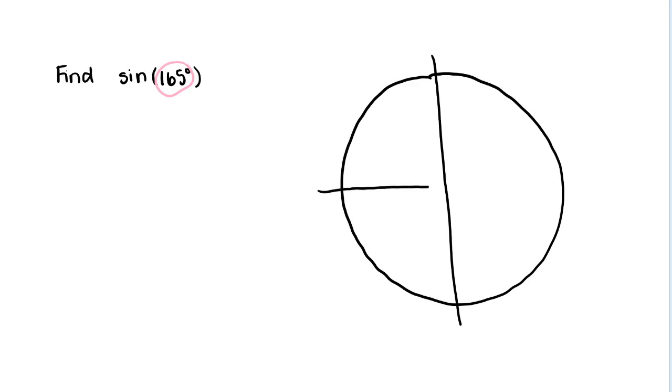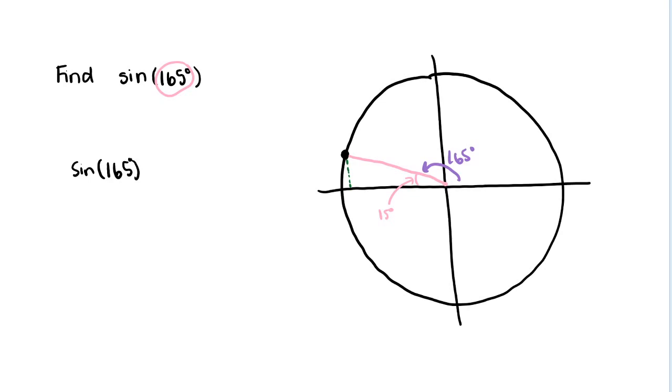Whereas 165 degrees is 15 degrees shy of 180, right? So here, maybe the picture looks something like this, where this angle in here is 15 degrees short of 180 degrees. And so this is our angle, 165 degrees. And so sine of 165 degrees is really this y-coordinate on the unit circle, corresponding to this angle of 165 degrees. And so here we want to find sine of 165 degrees.